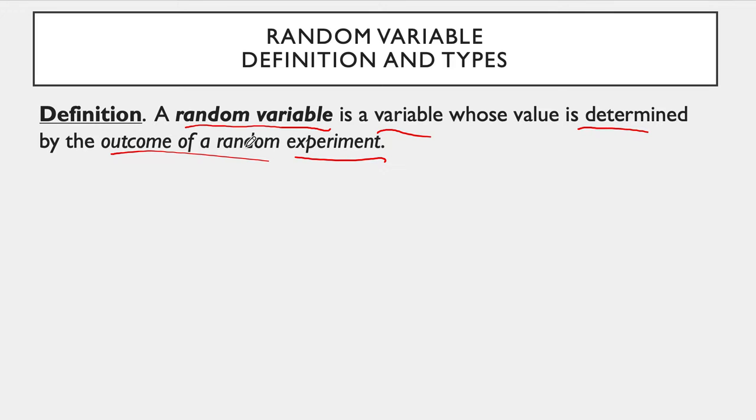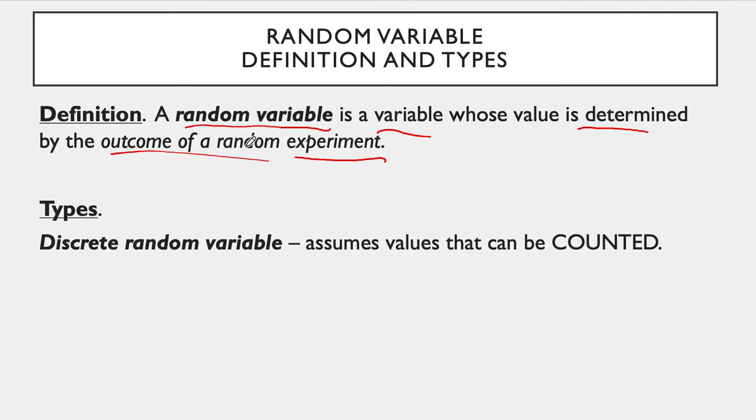So let's take a look at the types of random variables. We have two. Number one, a discrete random variable. This assumes values that can be counted. So these are values that can be counted. We're going to give examples later in the next slide.